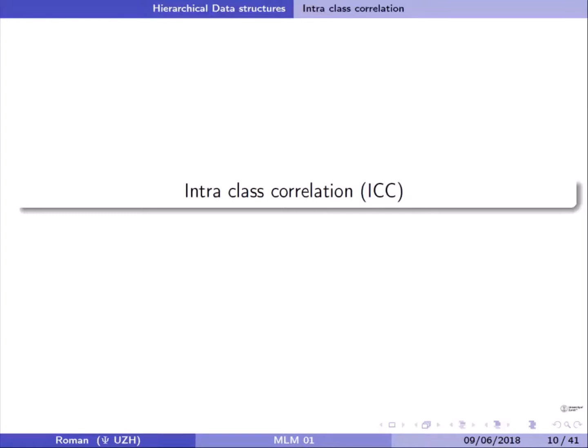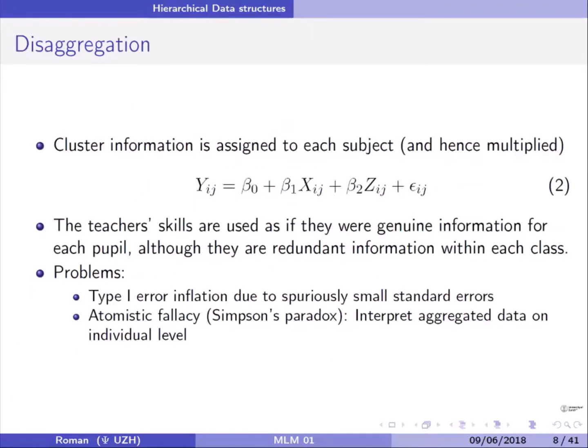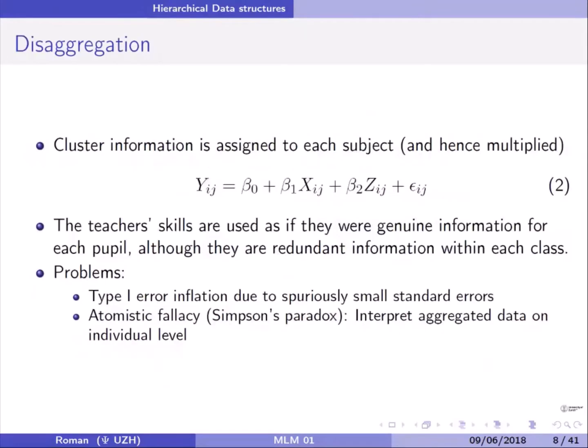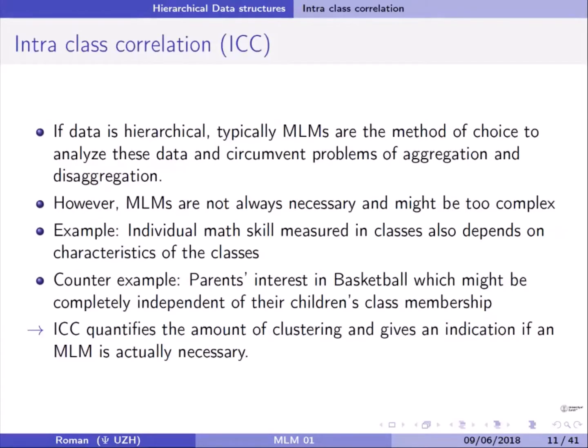Okay, so we know we have data situations in which cases are clustered together. Solutions for aggregation and disaggregation do not work. We either inflate our type 1 or type 2 error rate and have other problems. And so let's talk about multi-level modeling and how it accomplishes a solution to the clustering problems that we see here with aggregation and disaggregation. So let's start with something called the intra-class correlation. If data is hierarchical, typically multi-level modeling will be the best method to analyze the data. This will circumvent the problems of aggregation and disaggregation.